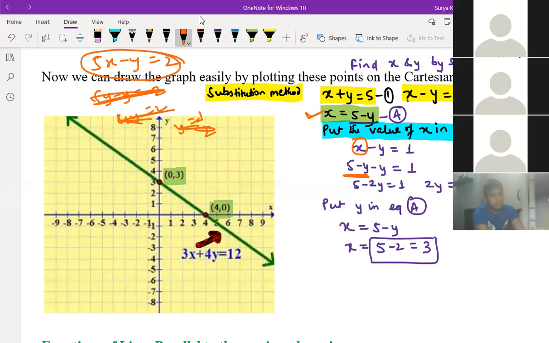Yes, sir. So this is the method of substitution. In the next class I'll teach you the elimination method. Okay, children. If you're having any doubt, you can ask me. Right now, if you are having a doubt, you can ask.